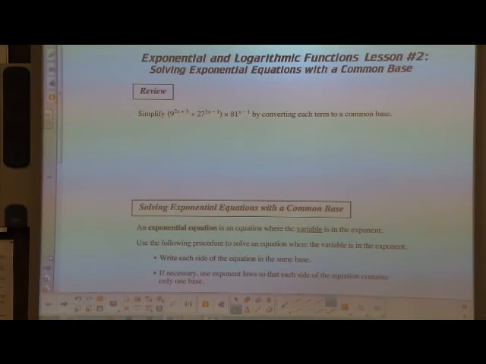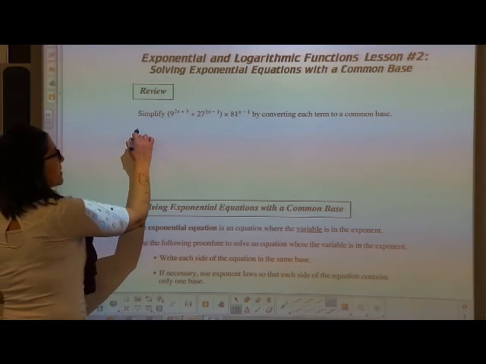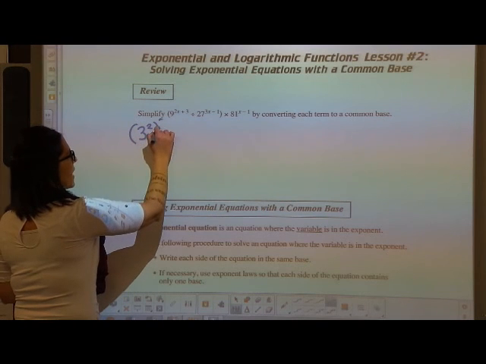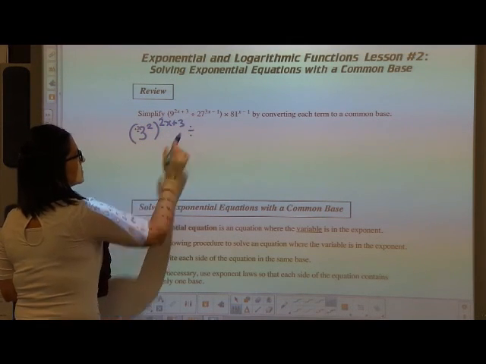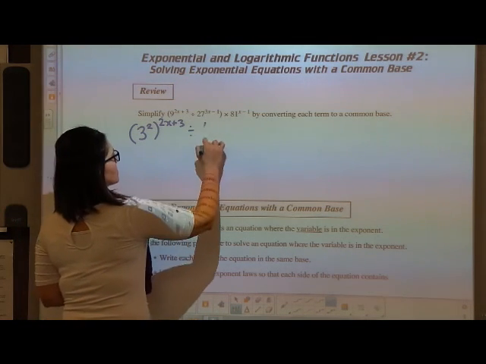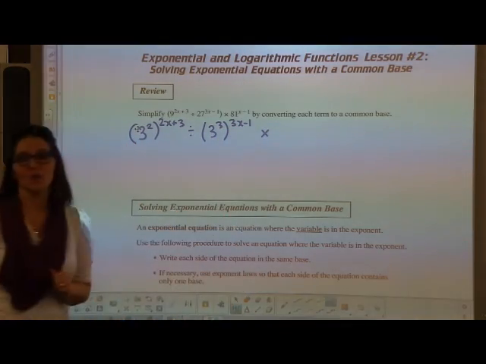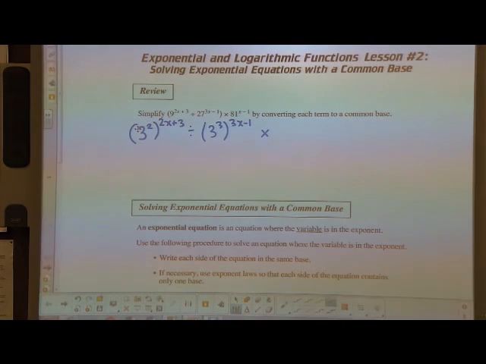3. Because if I look at the numbers 9, 81, and 27, 3 should be the number that stands out. So how do I write 9 as a power of 3? 3 squared. So instead of 9, I'm going to write 3 squared to the power of 2x plus 3. What would I write instead of 27? 3 cubed. And then that would be raised to the power of 3x minus 1. And then how do I write 81? 3 to the power of 4.